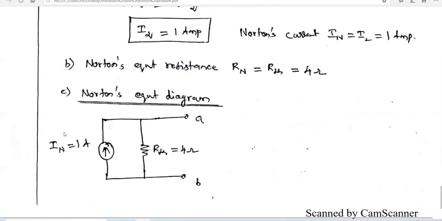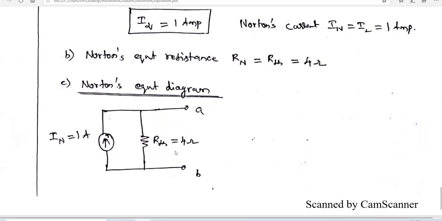Okay, what is the third step? The third step, we have to draw the Norton's equivalent diagram. What is Norton's equivalent diagram? The Norton's current source connected in parallel with Norton's resistance or Thevenin's resistance. Okay, what is the value of Norton's current source? 1 amp. What is the value of Norton's resistance? 4 ohms. Okay, so this is the Norton's equivalent diagram.